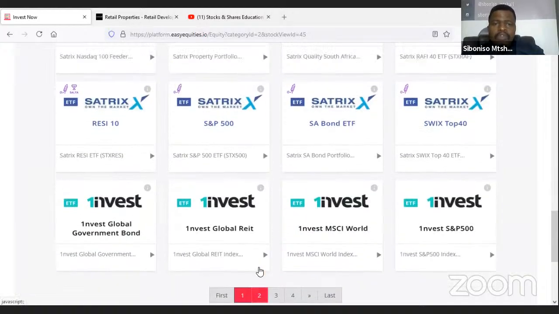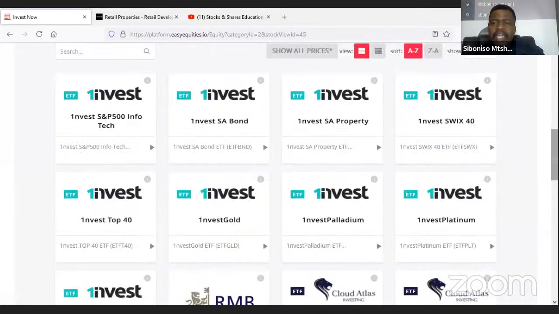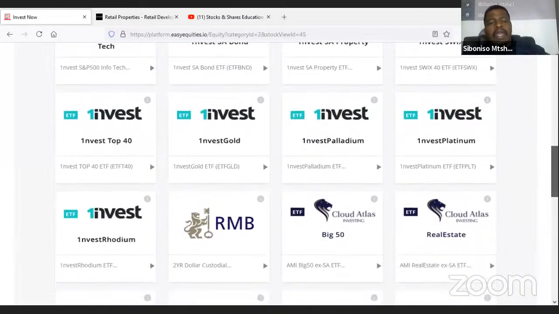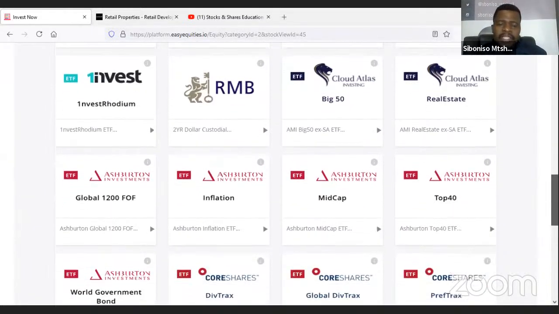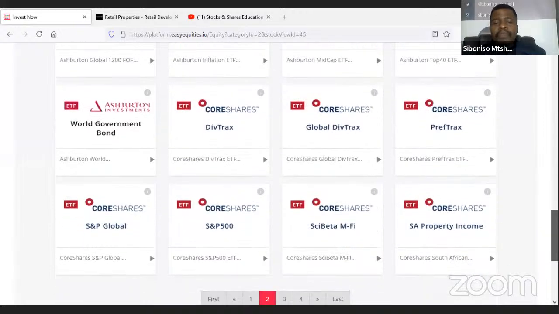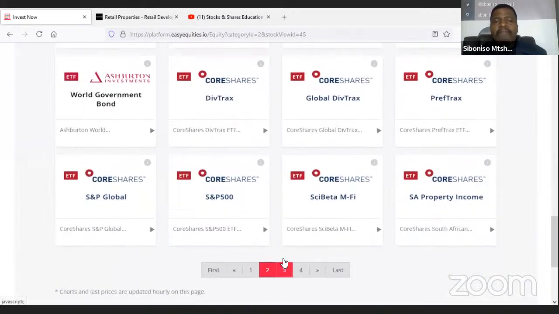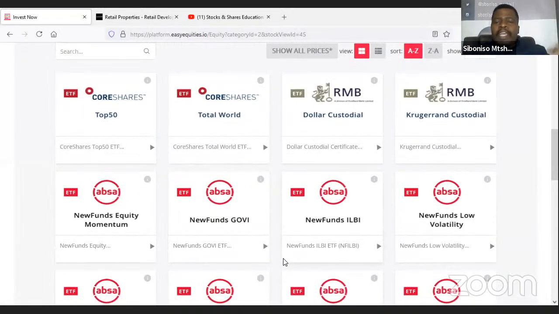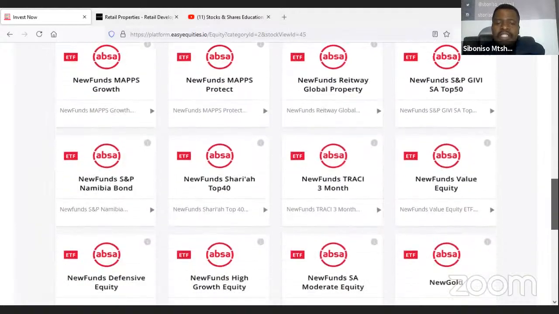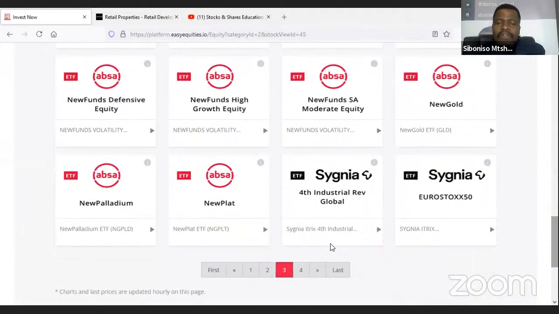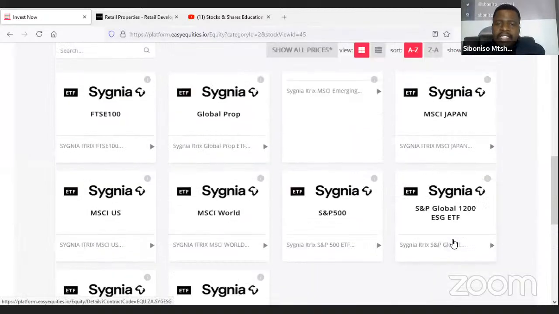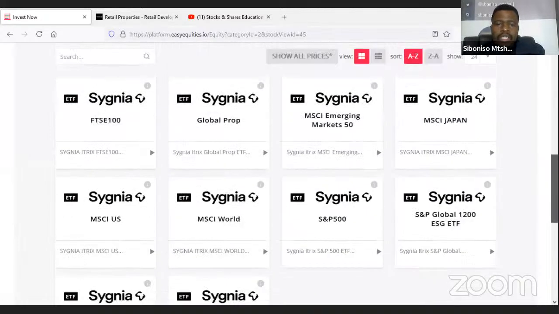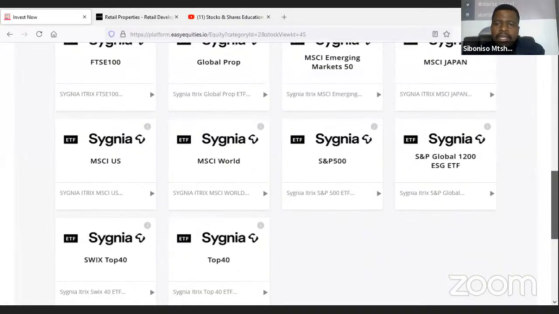These are all types of different ETFs. That gives you a bigger chunk of the market. It's like when you are baking a cake, you put in different ingredients so that it actually comes out fine. So that is the mixture of ETFs right here. Okay, so you can see some of them.